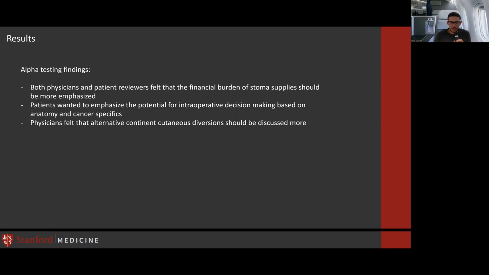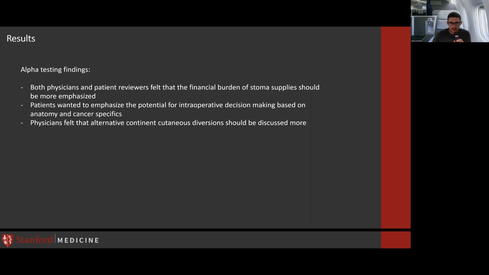supplies, which is not something that's totally on my radar. So that was an interesting read. Patients in particular wanted to emphasize that there was the potential for an intraoperative decision being made, which would, based on their anatomy or cancer specifics, change whether they are eligible or whether they'd be recommended to have a conduit versus a neobladder.